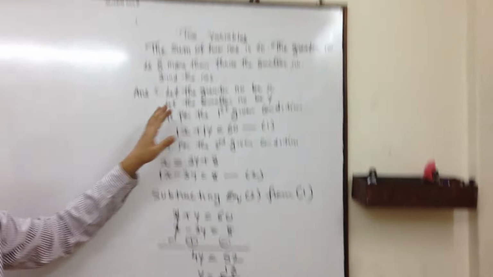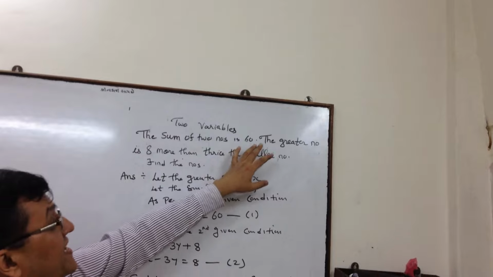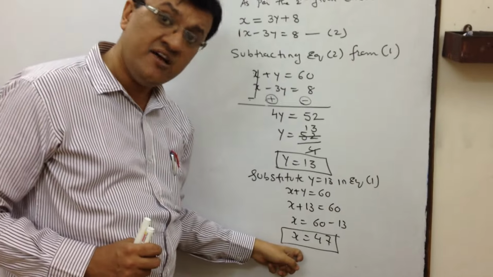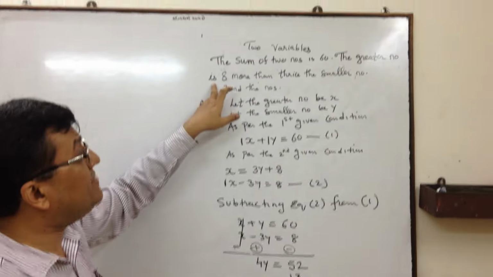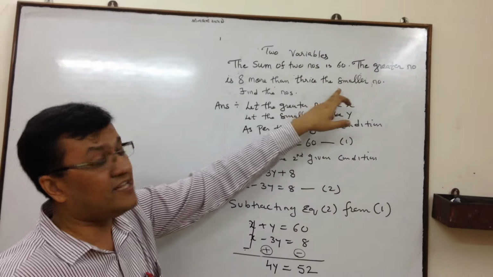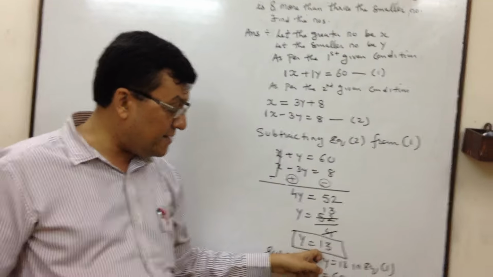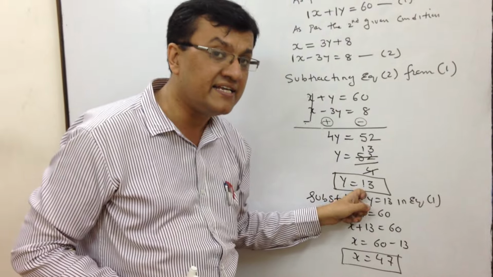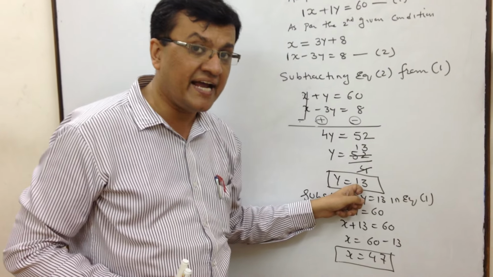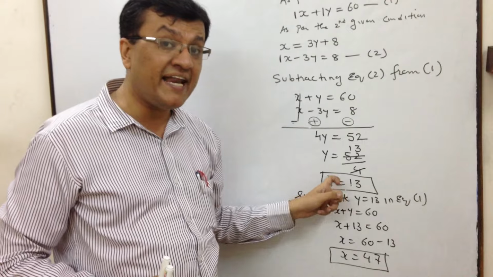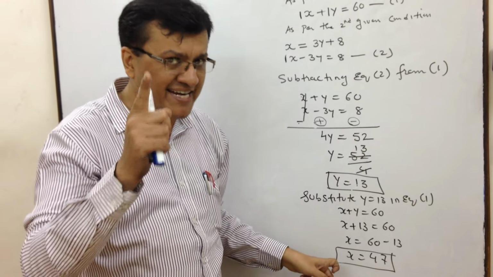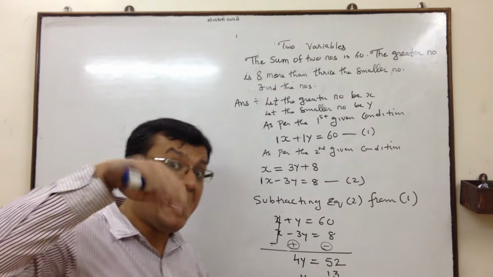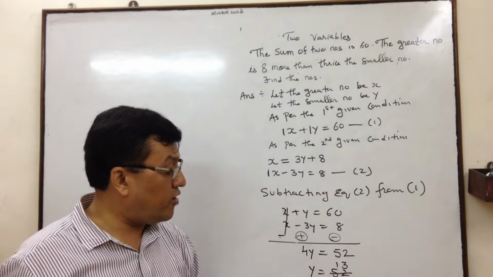Second way is, let's see the second condition. The greater number is, so what is the greater number? Amongst 13 and 47, which one is the greater number? 47 is the greater number. The greater number is 8 more than thrice the smaller number. So let me multiply the smaller number by 3. 13 3s are 39. And what is the difference between 39 and 47? Is it 8? Right? That's what the condition says. That the greater number, 47, is 8 more than 3 times the smaller number.